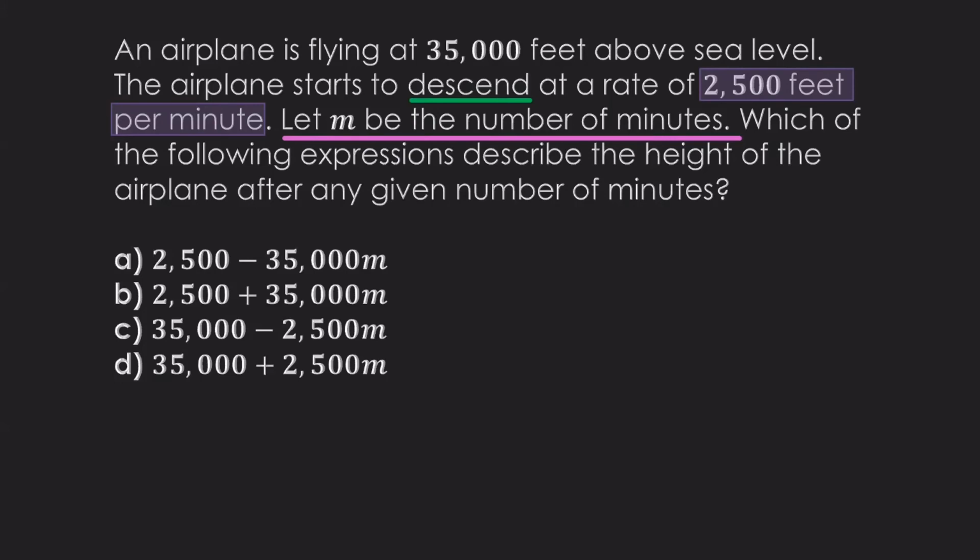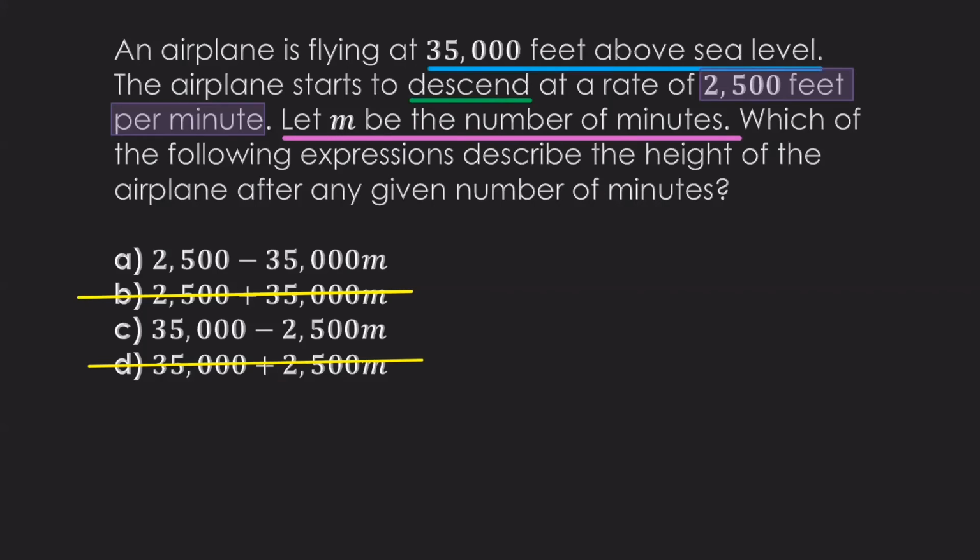Descend means to subtract. So right away, I'm going to look where my two subtraction expressions are. Those two, okay, I'm between one of those two, meaning I can cross out B and D. They're not going to work. Those are addition. So then I need to go back and look at what else is in my problem.